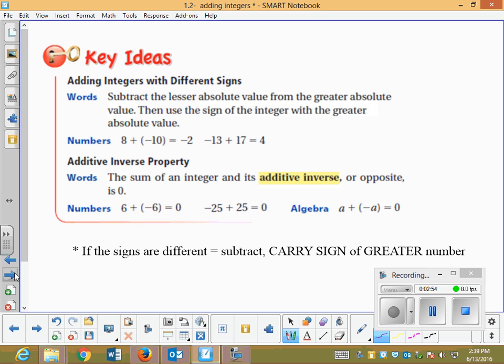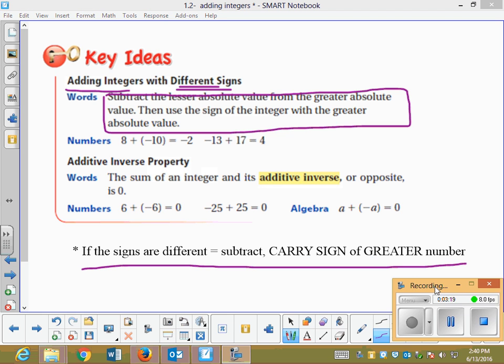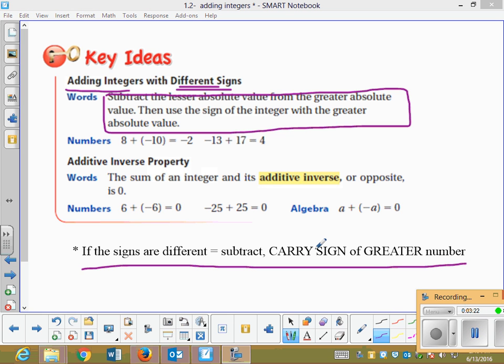Okay, so for our next one, what we're going to do is we're going to talk about adding integers with different signs. So we're going to add integers, but this time with different signs. So you can use or choose to write down the words here, the definition I have right here, or if you don't like this definition that I'm going to put in a rectangle, then you can always use the one I'm going to underline under here. So for this particular example, it says if the signs are different, you're going to subtract and carry the sign of the greater number.